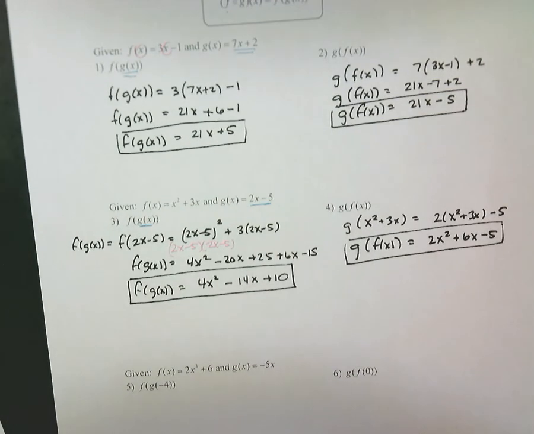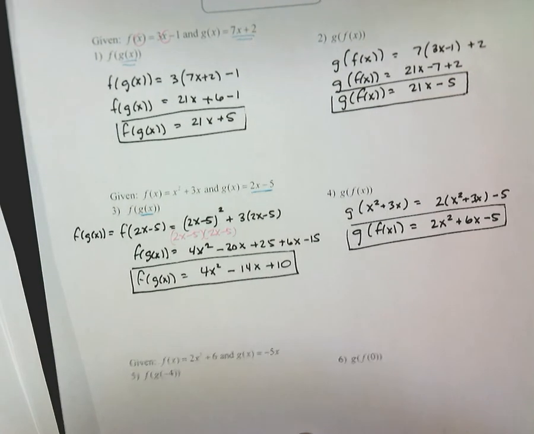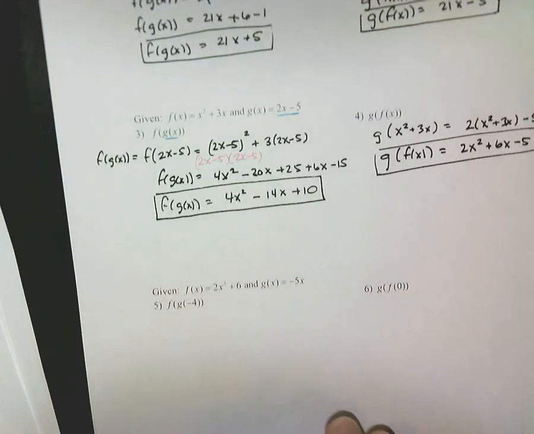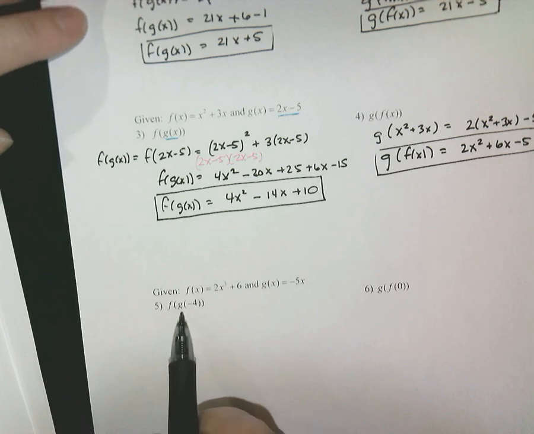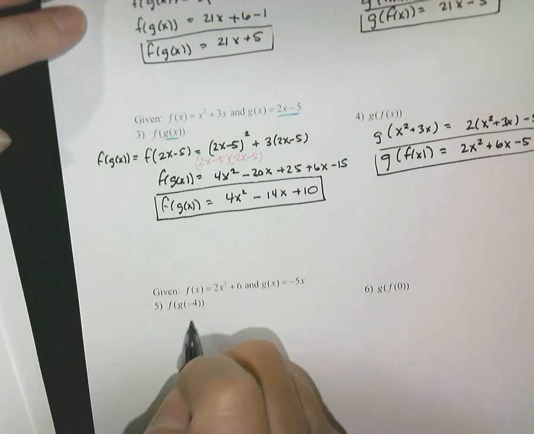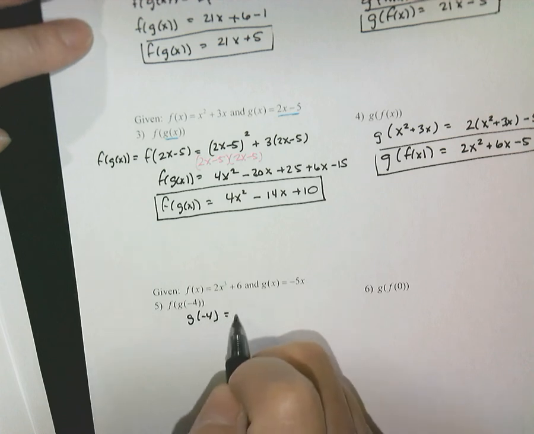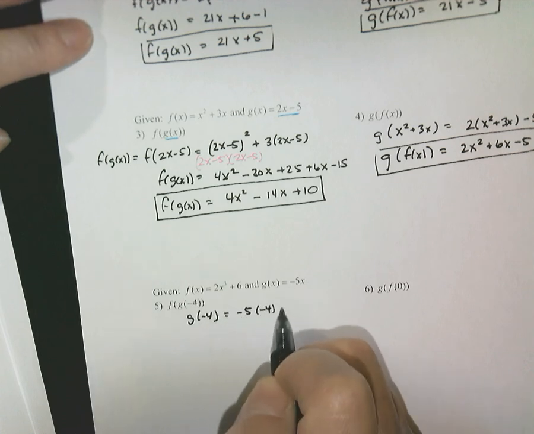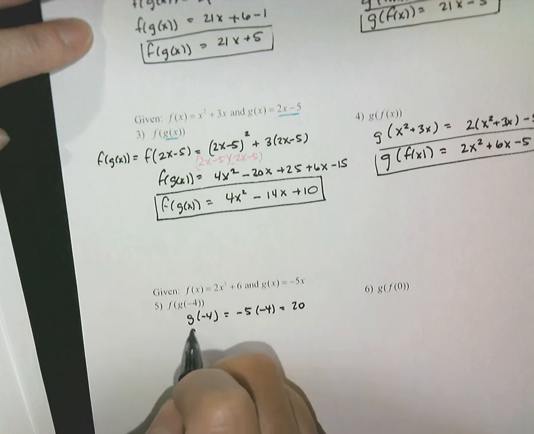We can do these with numbers as well, and there's a couple different ways to look at them. I don't know that one's easier than the other way. I'll show both ways because half the students like one method, the other half like a different method. So if I'm looking at this, I want g of negative 4. I first find g of negative 4. G of negative 4 is going to equal negative 5 times negative 4, which is 20. Then I'm going to take this 20 and I want to find f of 20.